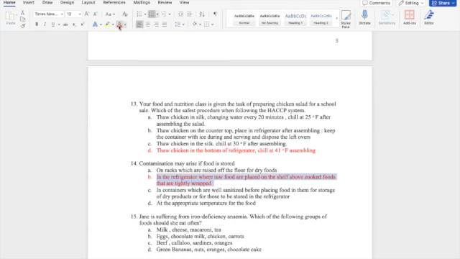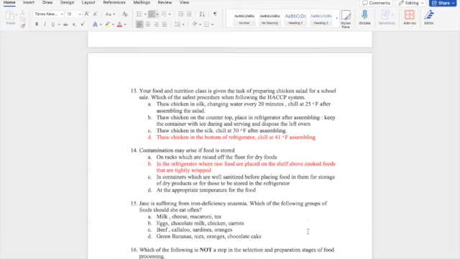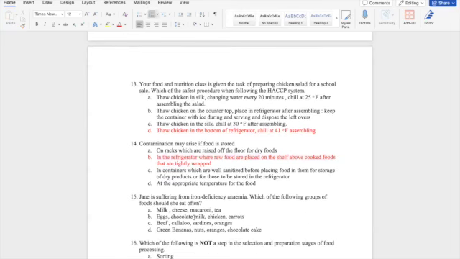Number 15, Jane is suffering from iron deficiency anemia. Which of the following group of food should she eat often? So iron, anemia. So she should eat, so iron, we have chocolate in iron, milk, chicken. Right. So this would be the answer. No, chocolate of iron. So this would be the answer. Beef, callaloo, sardine, and orange. Let's read the question again. Suffer from iron deficiency. Yes, C will be the answer.